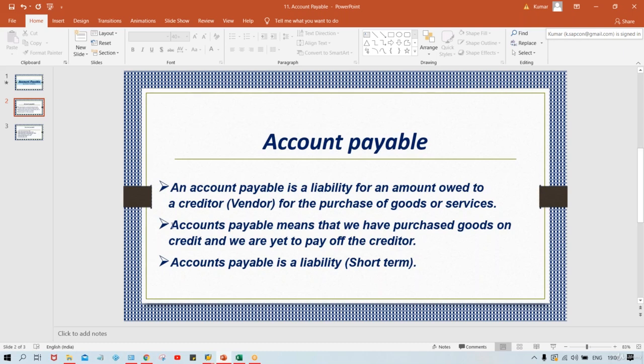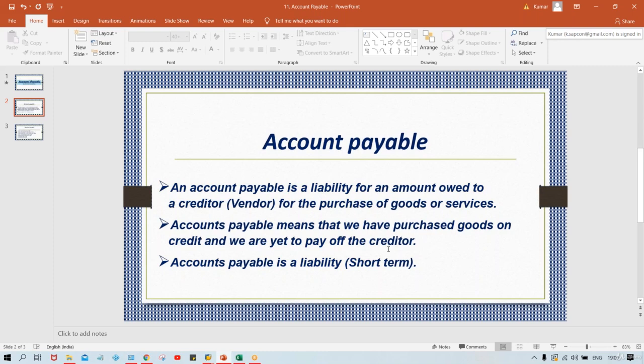So the simplest definition: account payable means we have purchased goods on credit and we are yet to pay off the creditor. You are yet to pay, which means the payment is not made yet. It means in future you must make the payment.